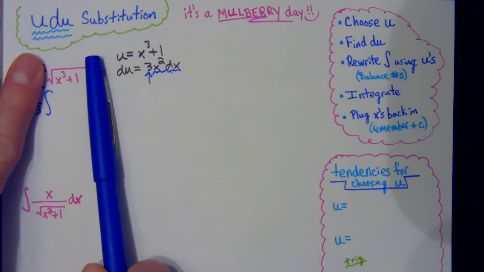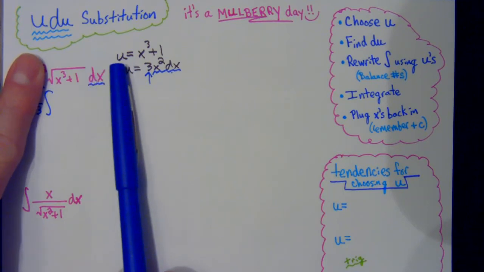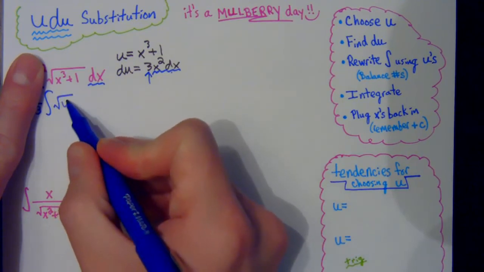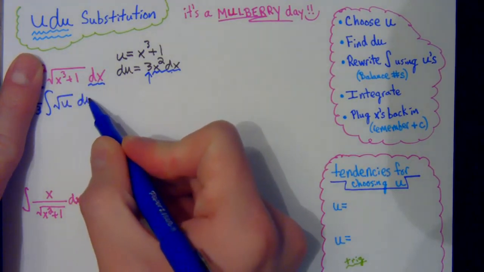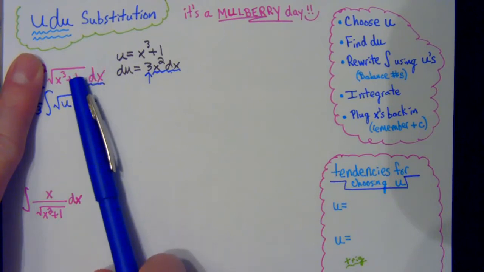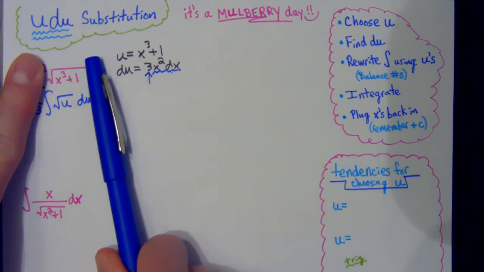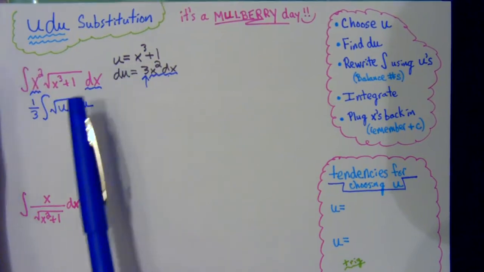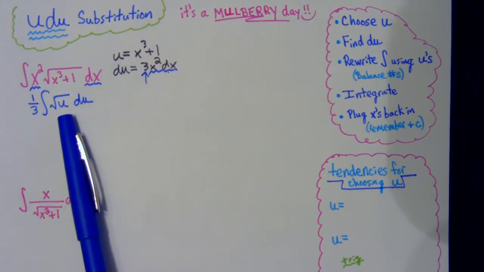So instead of having the square root of that x cubed plus 1, my u is equal to that inside that square root. So I'm just going to have the square root of u, and then I'm going to tag on the du. So again, I had the square root of x cubed plus 1. All I did was plug in the u, since x cubed plus 1 is equivalent to u, and I got that in terms of u. All right, so that's what we're going to do.